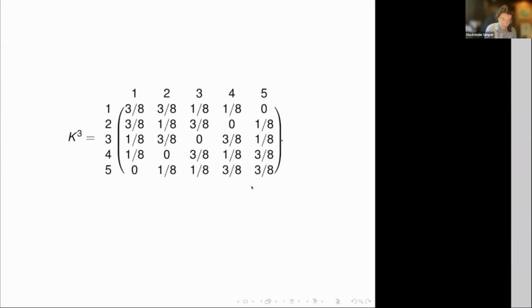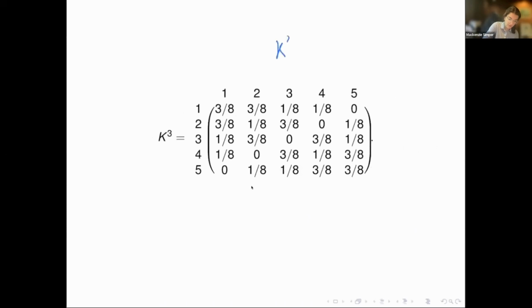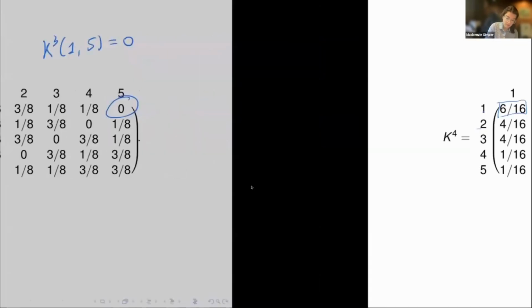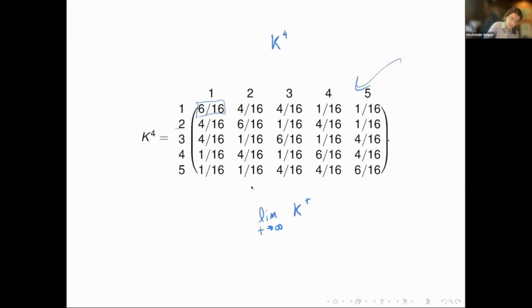Right? So for this example, we see k^3 of 1,5 equals 0. So 3 steps isn't enough time to reach 5, but 4 steps is enough. And since now after 4 steps, everything in the matrix is non-zero, that certainly means this Markov chain is irreducible.